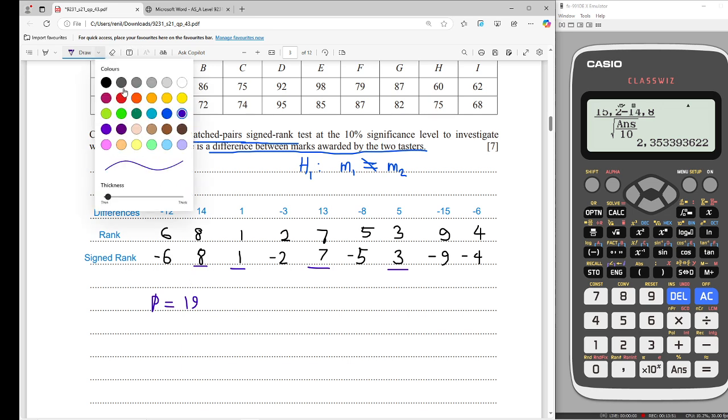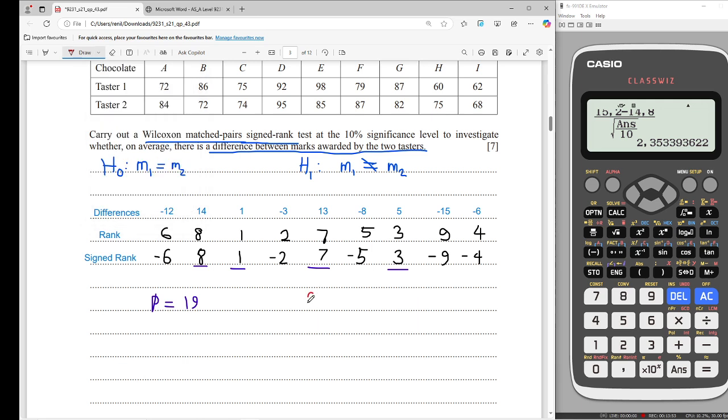And now we need to find Q. Q is equal to the sum of all negative ranks. Okay, but we look at the absolute value. So 6 plus 2 plus 5 plus 9 plus 4, which is 8, 13, 22, 26.